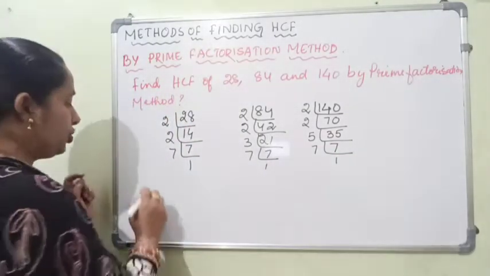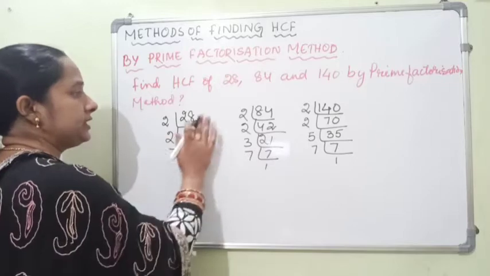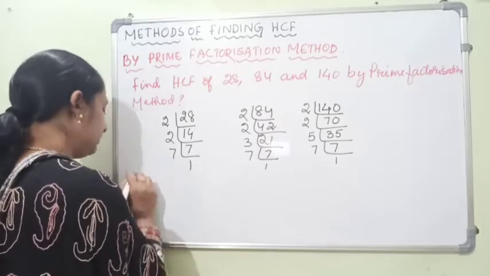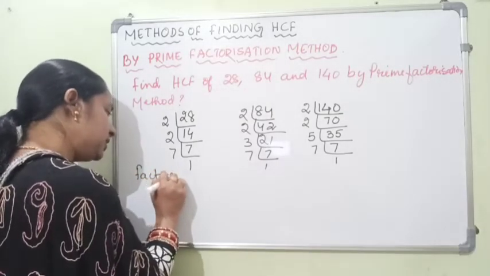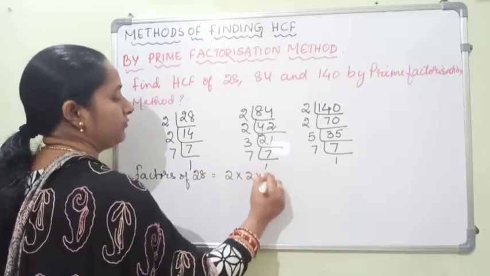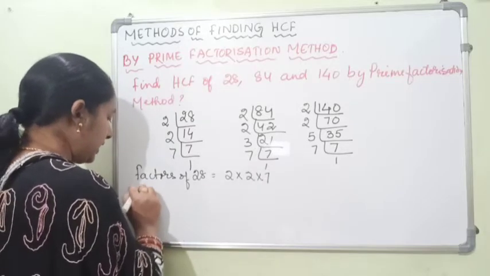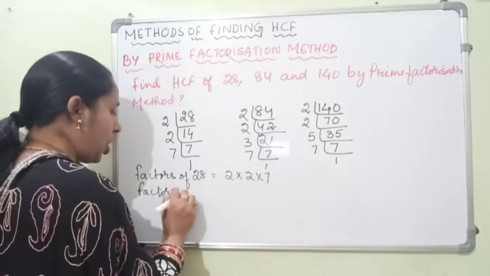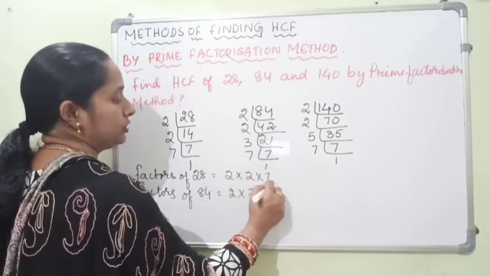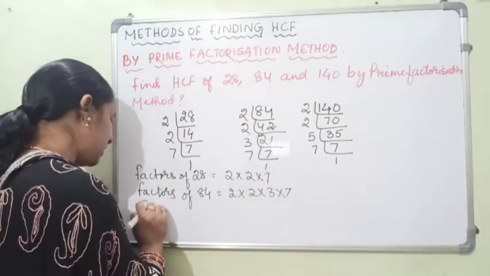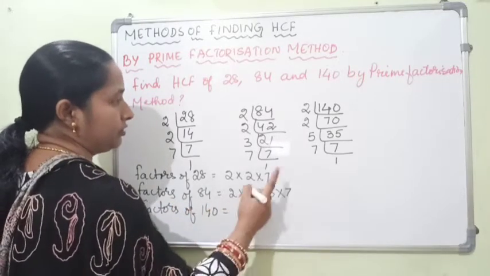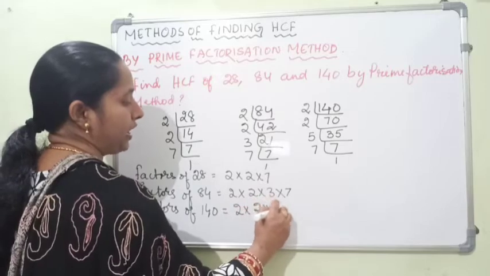Now what you will do is write down the factors of all these given numbers. Factors of 28 equal 2 into 2 into 7. We have to write them in the form of a product. Then factors of 84 is equal to 2 into 2 into 3 into 7. Then comes the factors of 140, which is equal to 2 into 2 into 5 into 7.